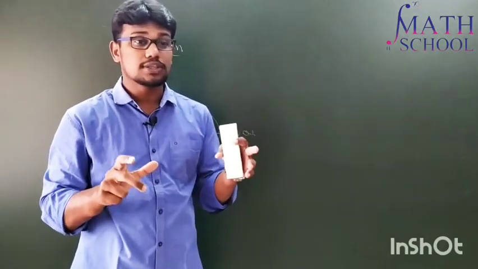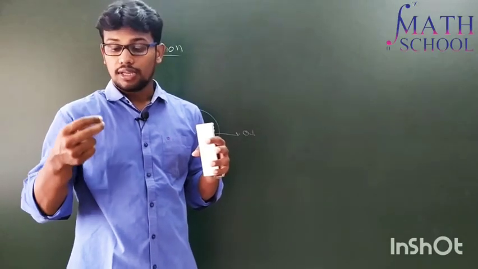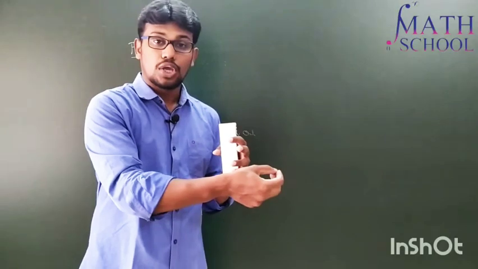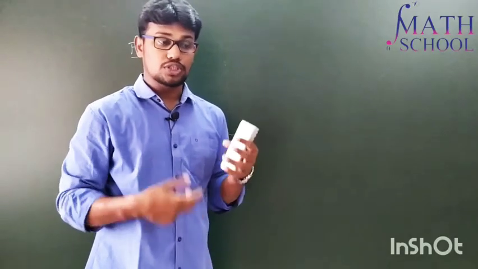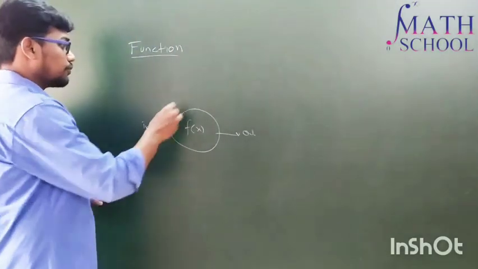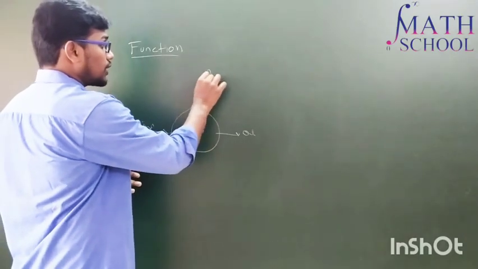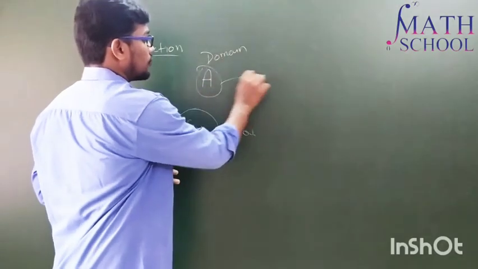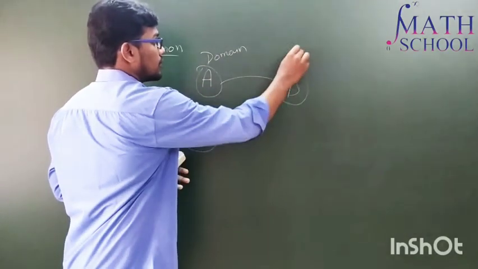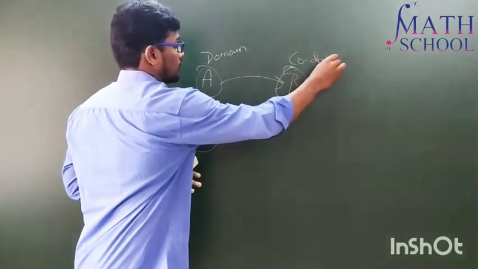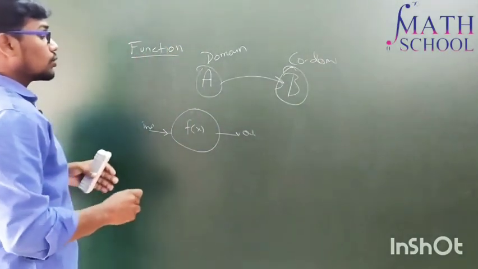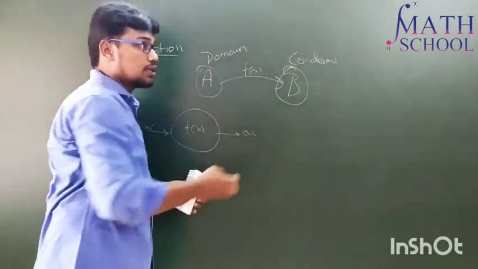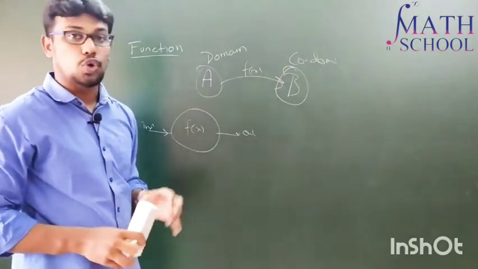So we simply say it as: every element of the domain should give a unique image in the codomain. What is domain and codomain? Very simple. The set from where a function starts is called the domain, and the set where the function ends up is called the codomain. So the machine f of x takes elements from A to B. This is the domain and this is the codomain.